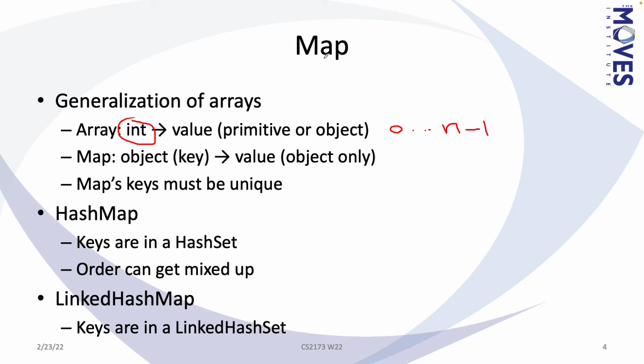So there is a class, or actually an interface called Map, and the idea is that the key can be any object, and the value can be any object. In this case, unlike arrays, the values have to be only objects. The other constraint that we had was that in an array the indices have to be in order, 0 through n minus 1, whatever that length is. We can't skip any.